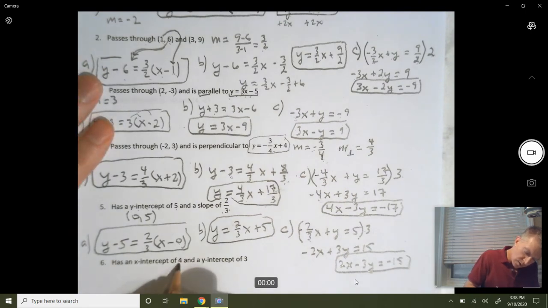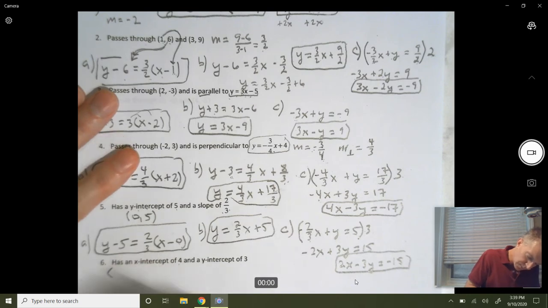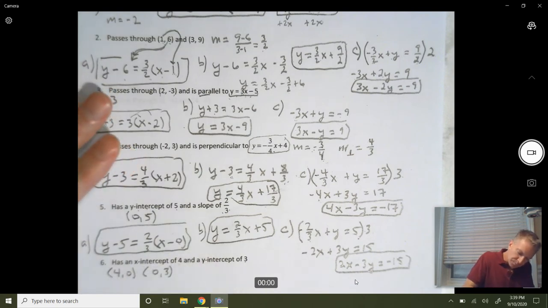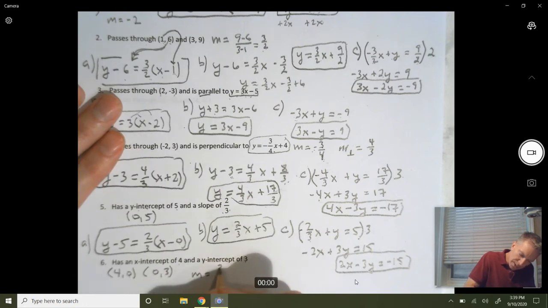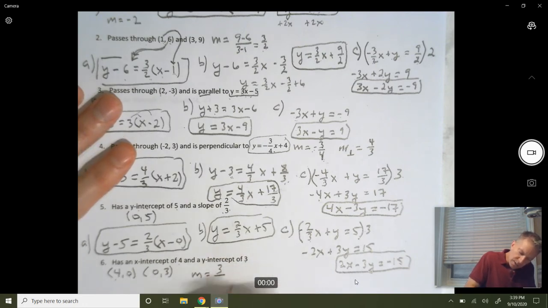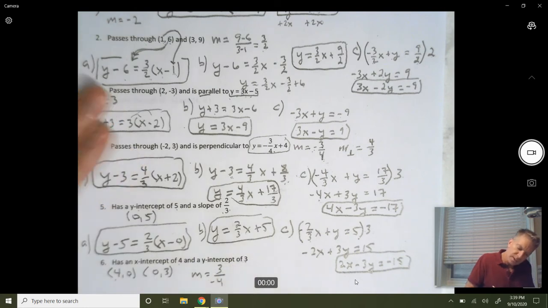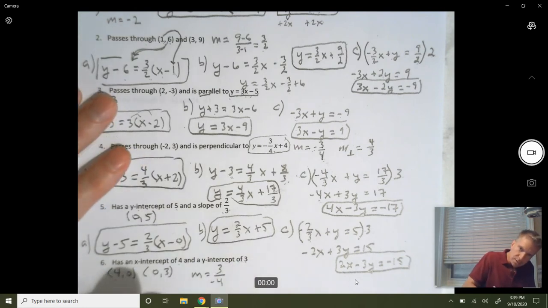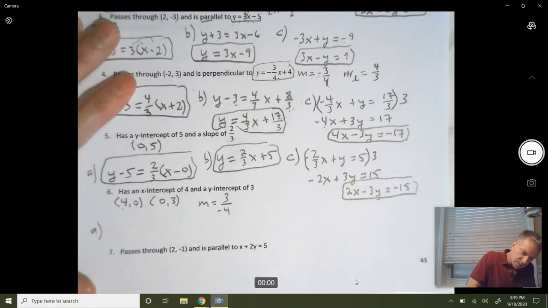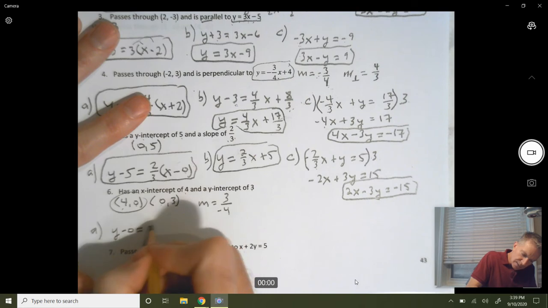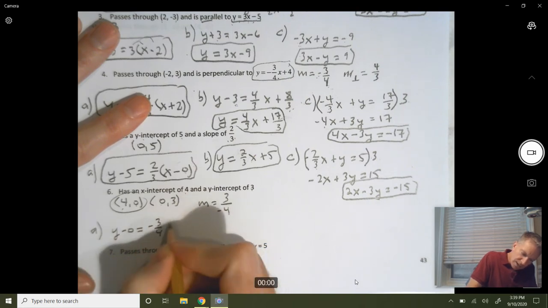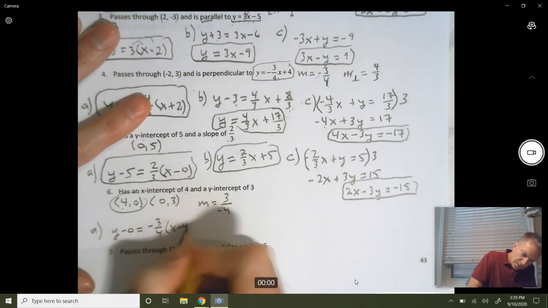X-intercept of 4, well, that's the point 4 comma 0. Y-intercept of 3, that's the point 0 comma 3. Your slope is going to be, let's do y2 minus y1, 3 minus 0 over 0 minus 4. So our slope is negative 3/4. So pick one of your points. I'll just pick the first one. So y minus 0 equals negative 3/4 times x minus 4.